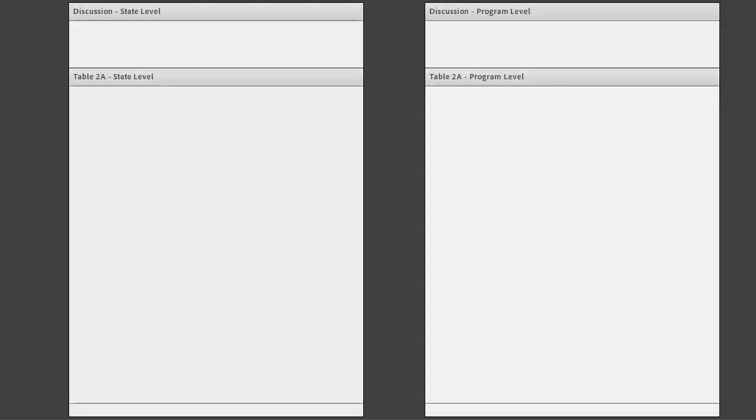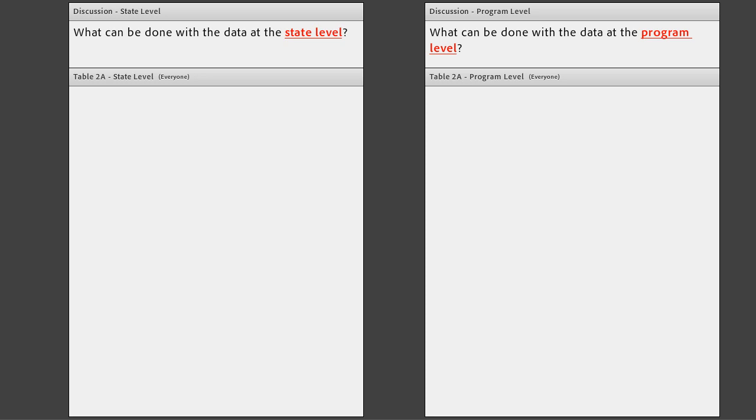Okay, so we have a discussion now, Michelle? Yep. Similar to what we did for the first table, if you can think about what can be done at the state and program levels with the data in Table 2A, and type it in the chat box here. See whether programs are retaining students.